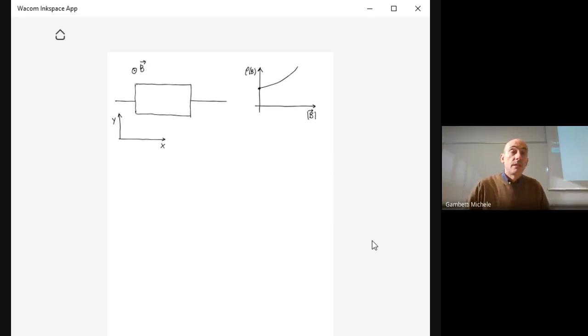So the idea behind the experiment was the following. The question was, is the Drude model able to predict the fact that the resistivity of the system changes as we apply a magnetic field? So this was the first question.